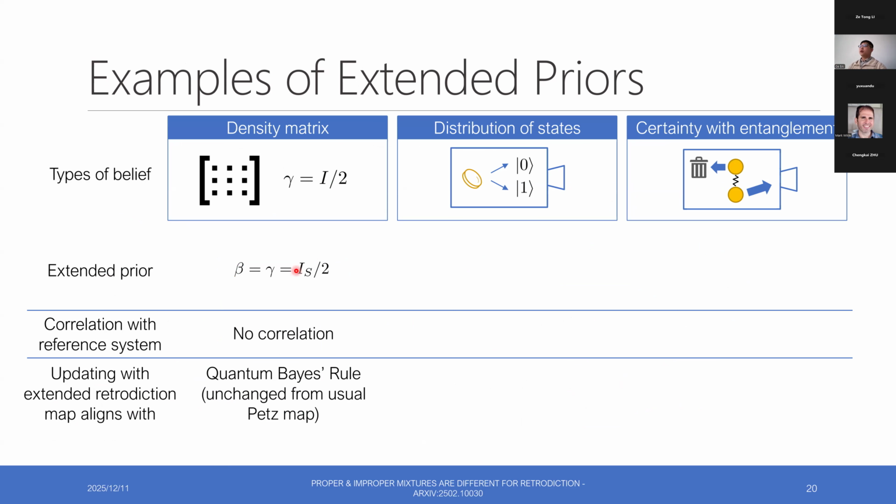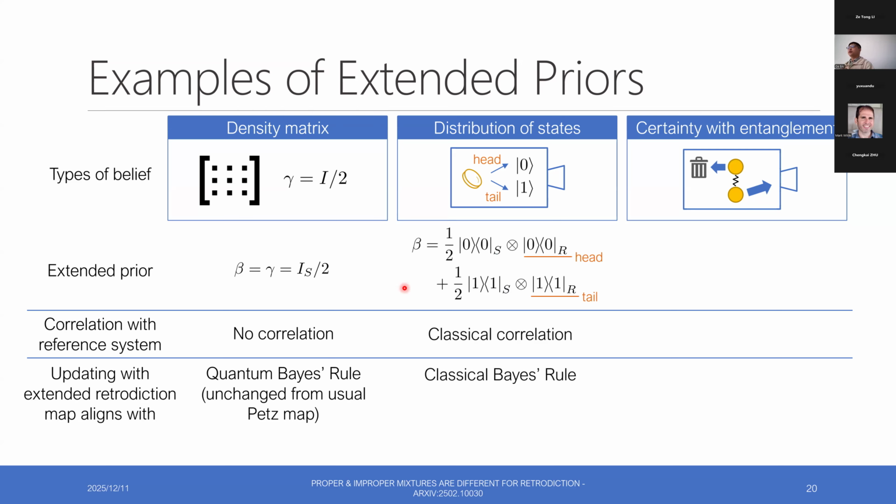For example, in the density matrix case, the extended prior is just the original prior. We didn't add an additional system. And we could update that with the quantum Bayes rule, and it's the same as before. If we have a distributional state, say the coin case, we could represent the coin as another system, which could be 0 or 1. And the extended prior will be the following. There's a 1/2 probability that the prepared state is 0 and the coin lands on head, and with another 1/2 probability, the prepared state is 1 and the coin lands on tail. So there is a classical correlation between these two systems. And updating this with our extended retrodiction framework, we could get the same result as the classical Bayes rule.